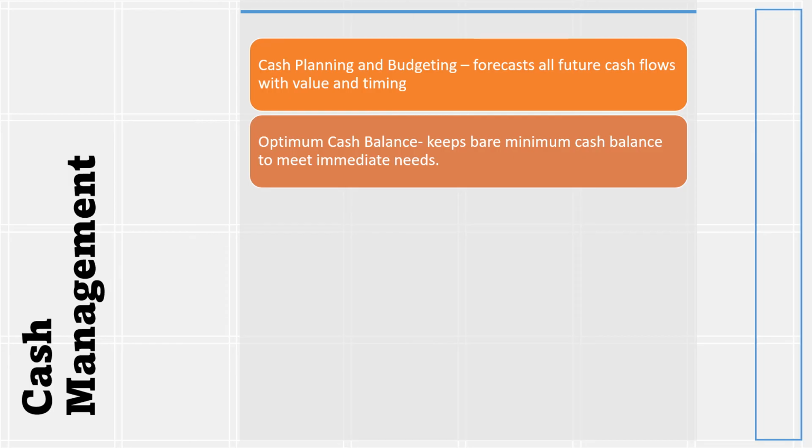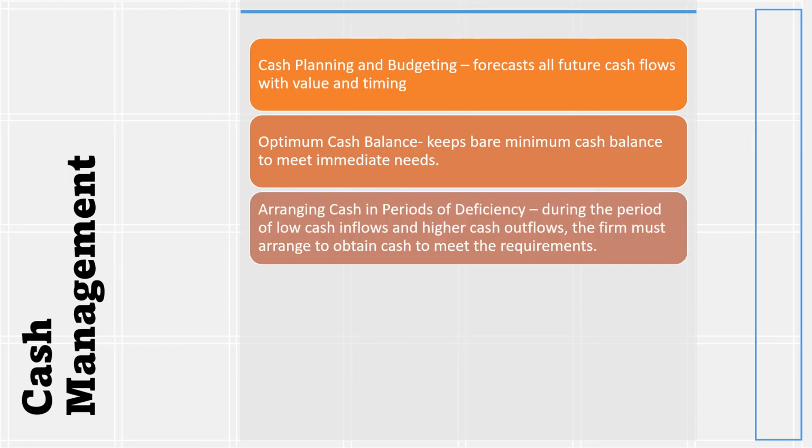Let us keep a bare minimum cash balance to meet immediate needs. We should also arrange cash in periods of deficiency. During the period of low cash inflows and higher cash outflows, the firm must arrange to obtain cash to meet the requirements.